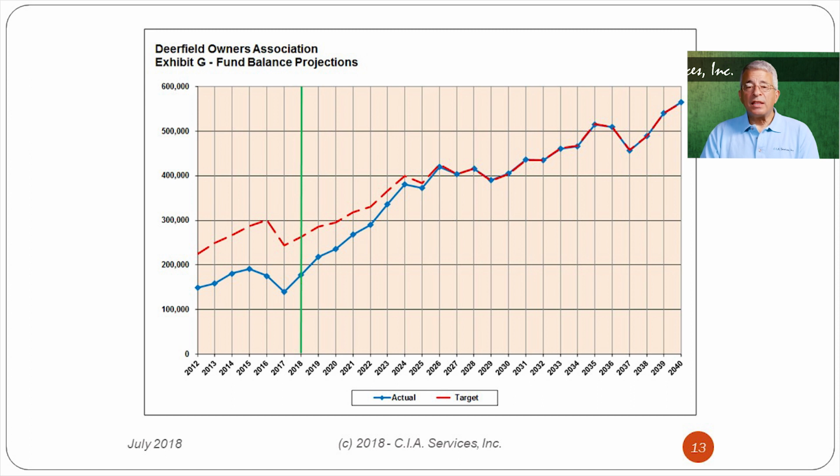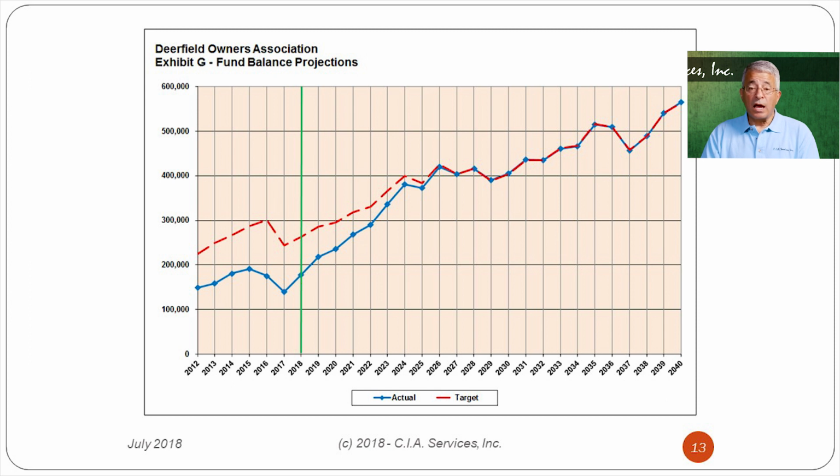And what you see on this graph are two lines. You have a red dotted line and you have a blue solid line. The red dotted line is the target. When you add up the sum of the operating fund, the replacement fund, the capital fund, and maybe a special purpose fund, that's how much you ought to have at any point in time.